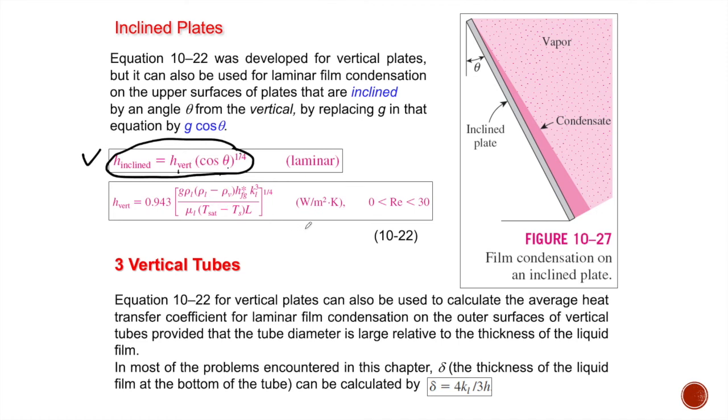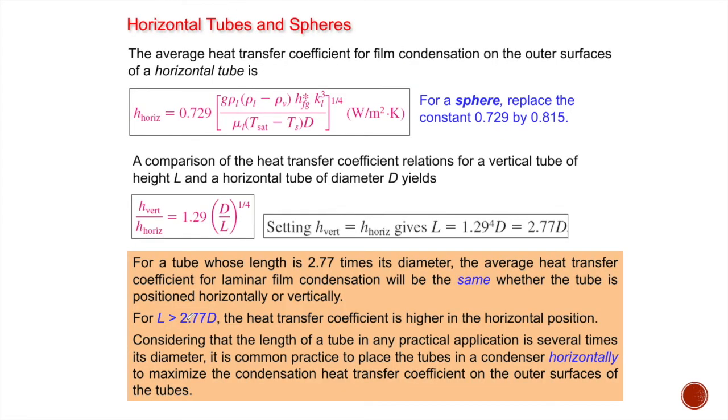For the vertical tubes, we can use this. Sometimes we do not go to these vertical tubes, so no need to. For the horizontal tubes and sphere, we have this equation: H horizontal with 0.729. This equation is for horizontal tubes. We have to write horizontal tubes and sphere.